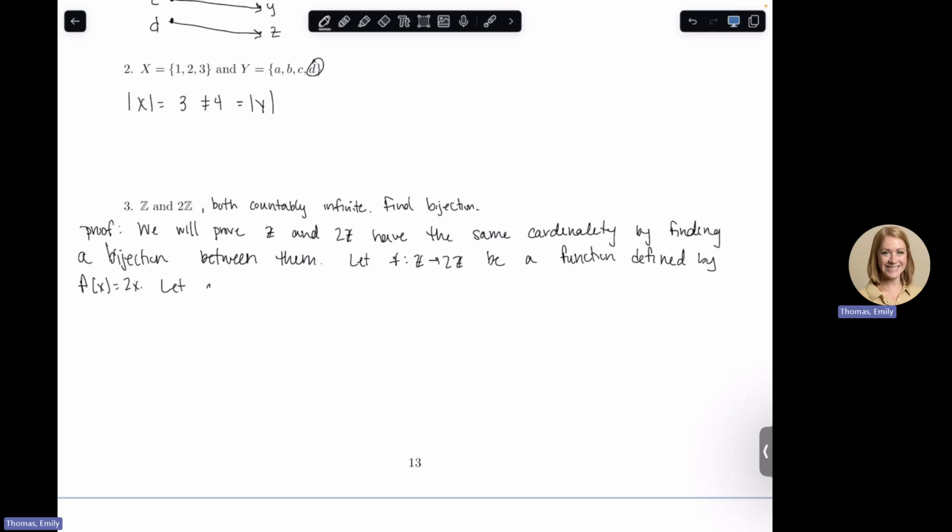So I'm going to let A and B be in Z and assume that their image is the same, that f of A equals f of B. So what do we get from that? Yep. Then 2A equals 2B, and clearly A equals B. So f is 1-to-1.